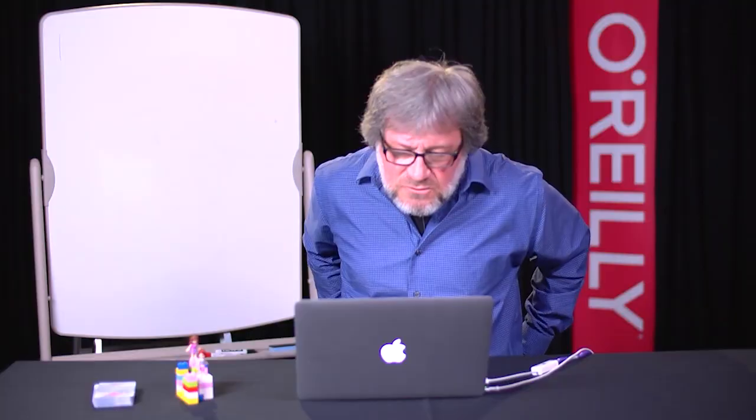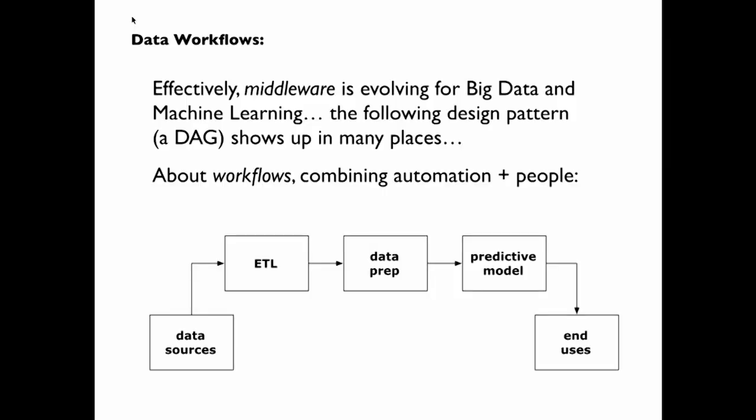Okay, so when I talk about data workflows, really this is about middleware. This is about a kind of evolution of middleware for big data, for machine learning, et cetera. And when I look at apps, especially out in enterprise, when I look at how this is evolving, we see the same pattern, the same kind of design showing up in many places. And it's about workflows. And by definition, workflows are a combination of automation and people.